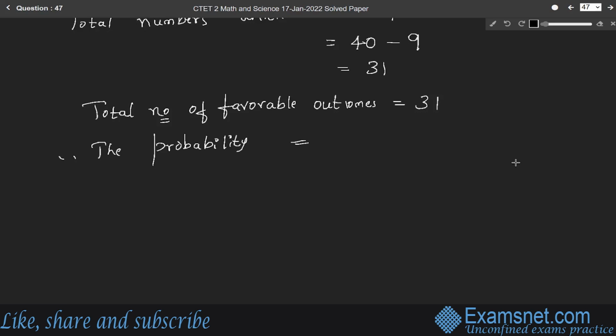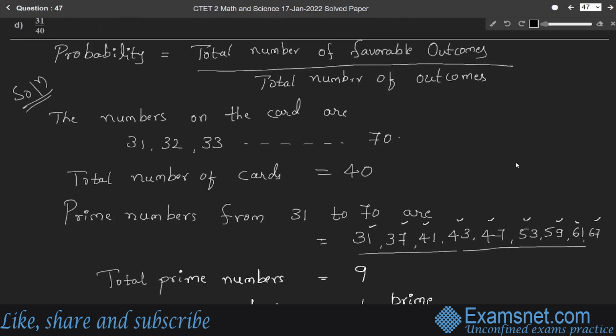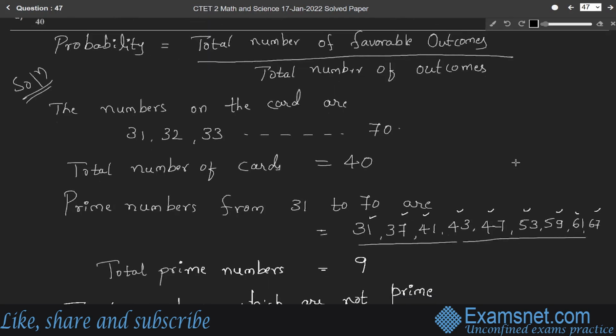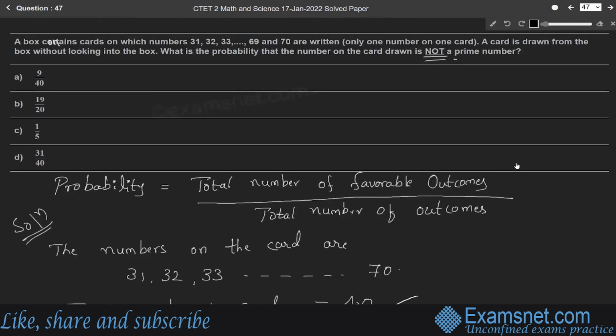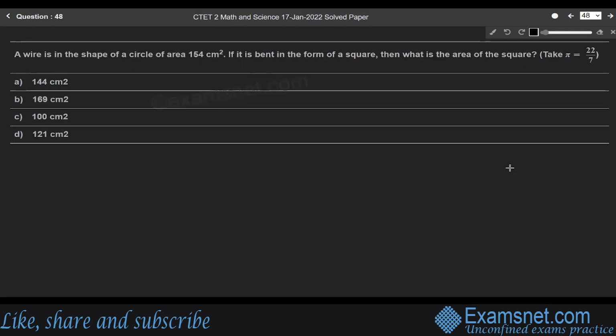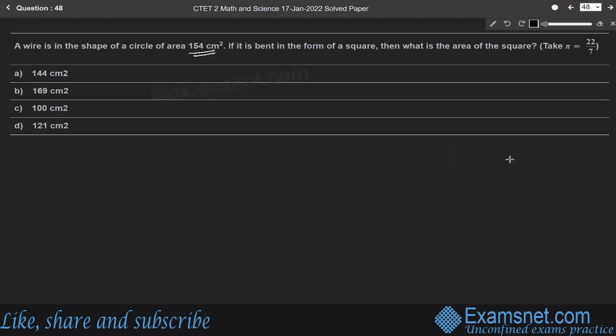total number of favorable outcomes, 31, divided by total number of outcomes. That means total numbers from 31 to 70 is 40. So 31 by 40. Therefore, the answer is 31 by 40, option D. Question 48. A wire is in the shape of a circle of area 154 centimeters square.